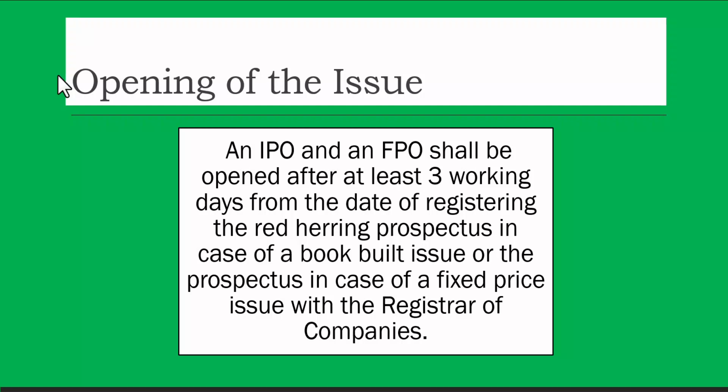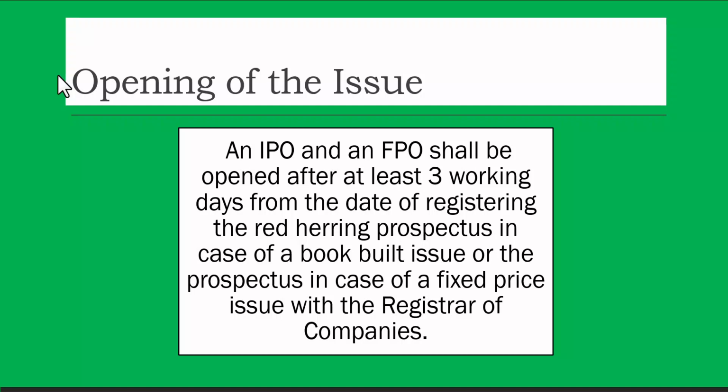Normally, a company will come up with an issue. So they are given after the SEBI has registered a prospectus, whether it is a red herring prospectus or a prospectus, whatever it is. So they have to wait for at least 3 days before they can open the offer. So if you see any public issue, it's immediately after 3 days that the company opens the issue. So this is the main provision. An IPO and an FPO shall be opened after at least 3 working days from the date of registering the red herring prospectus. Okay. So what is a red herring prospectus? Shubhangini, do you remember that? Red herring prospectus.